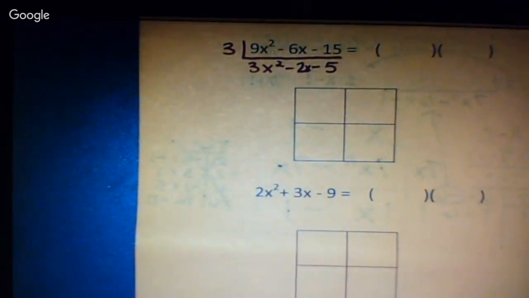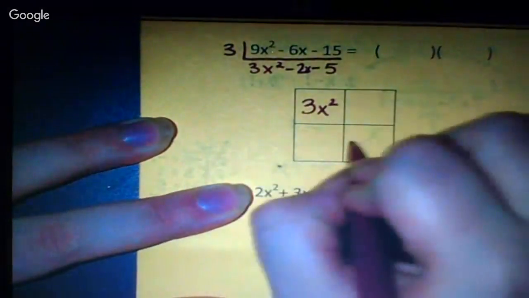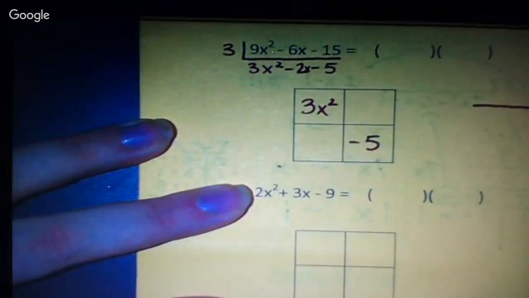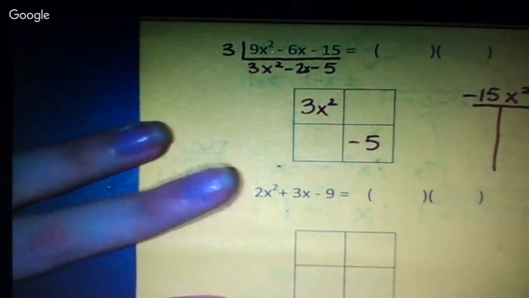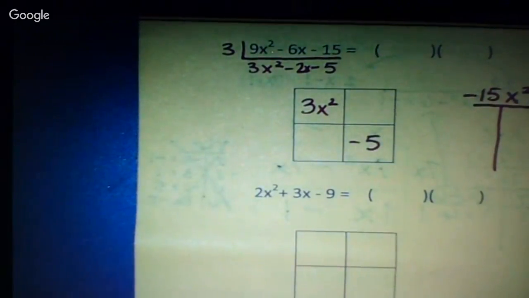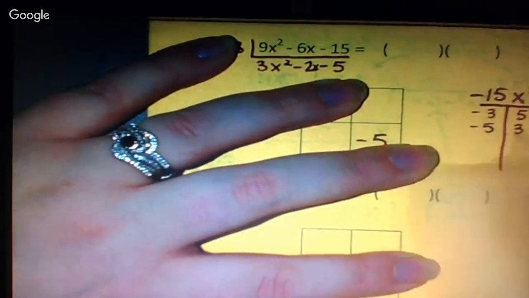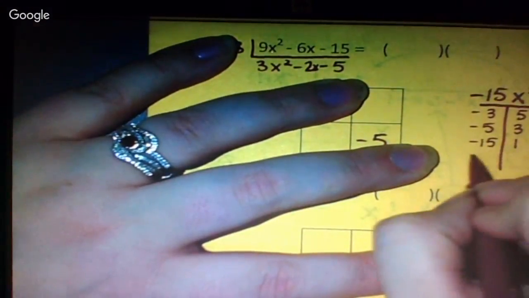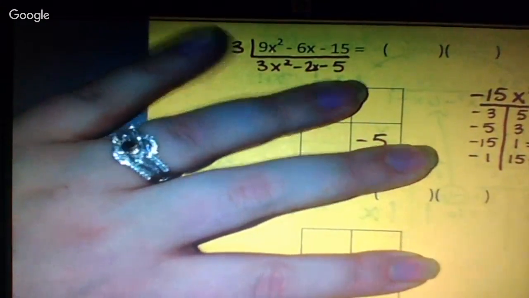Okay, so now, 3x squared, top corner. -5, bottom corner. Multiply those two together. That gives me what? -15x squared. Okay, I need factors of -15. -3 and 5, and then -5 and 3. Okay. -15 and 1. Fantastic. Okay, get me some totals.